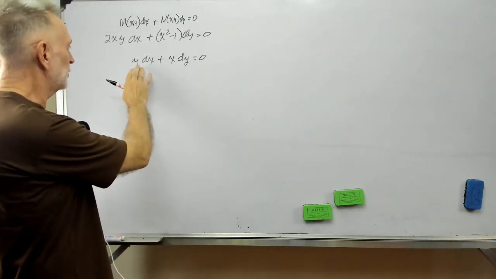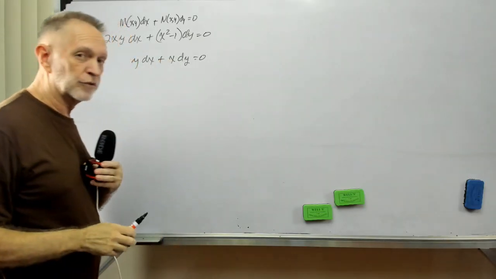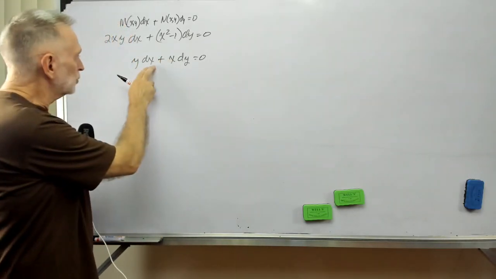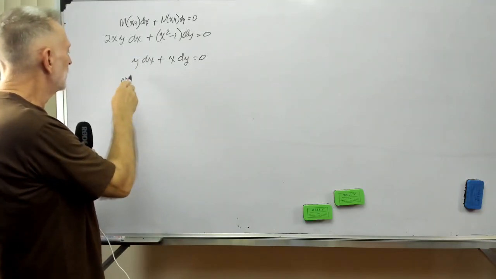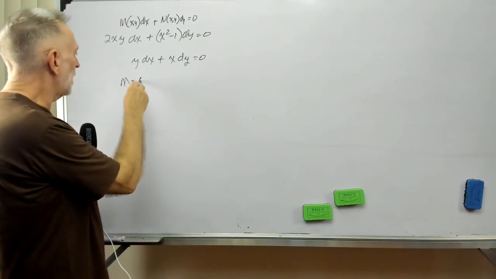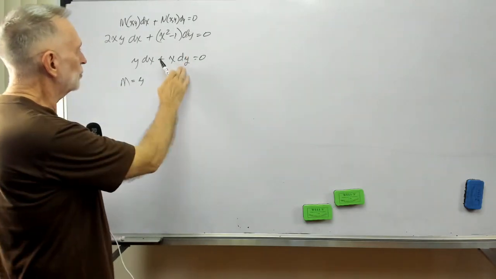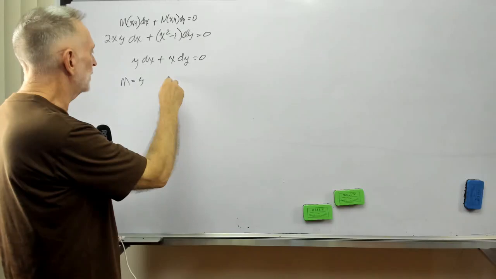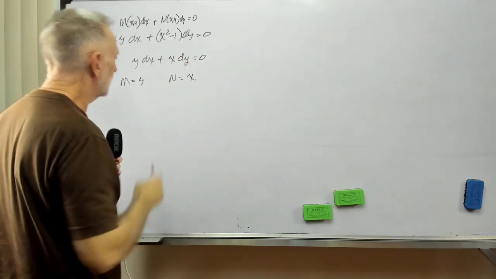I have an equation, y dx plus x dy equals 0. What's associated with dx, we're going to call that M. So M equals y, okay? N is the term associated with the dy. So in this case, N equals x, okay?